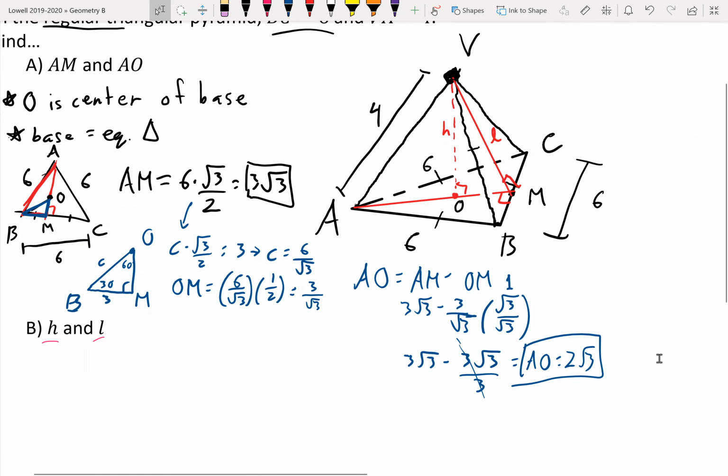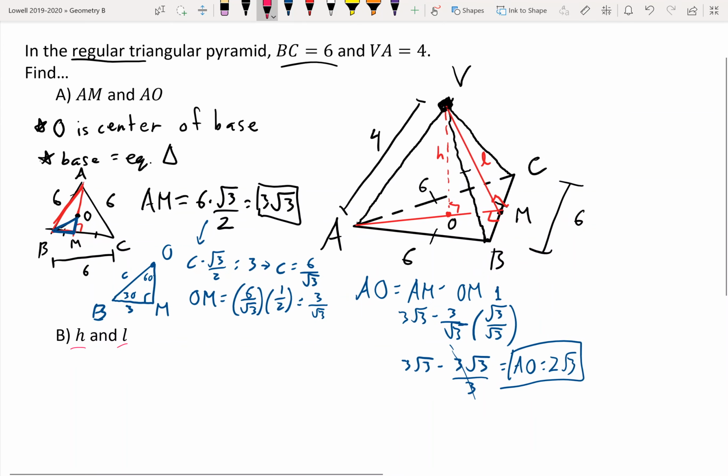Okay, so H, again, is the height of the pyramid. And since this is a regular triangular pyramid, that height drawn in here is directly over the center of the triangle, which is O. L is the slant height. Again, that would be the height of this face right here.